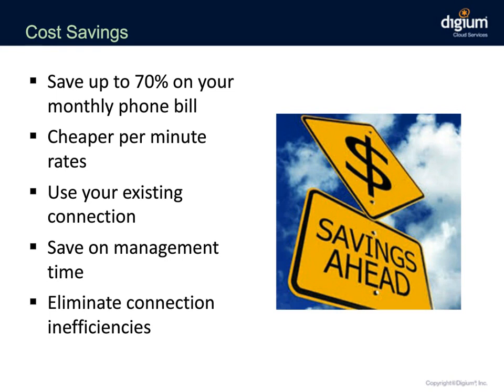It's cheaper. You typically get cheaper per minute rates than what you would be used to with your traditional phone service provider. You can use your existing connection, so you're already paying Comcast or Time Warner or somebody for your data connection. Now you can use that data connection as the connection to the PSTN or public telephone network, and then you can eliminate your PRI. You no longer have to pay the PRI hardware costs or connection costs associated with that method. So that's significant savings there.